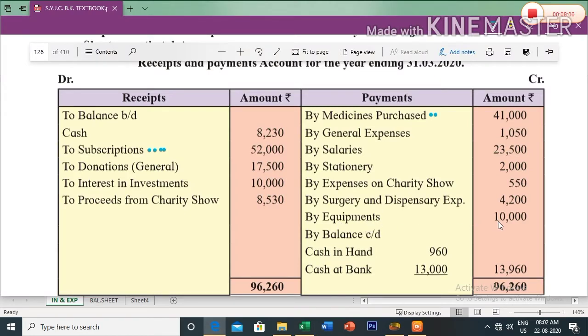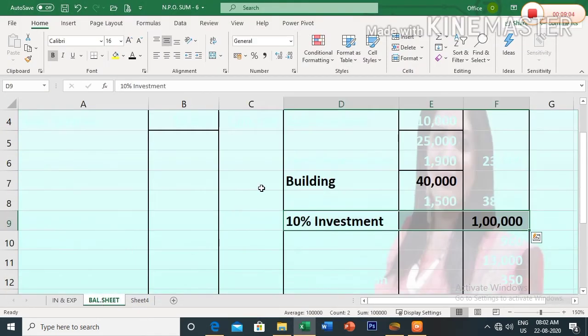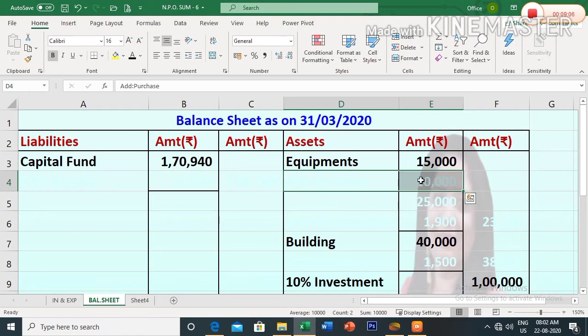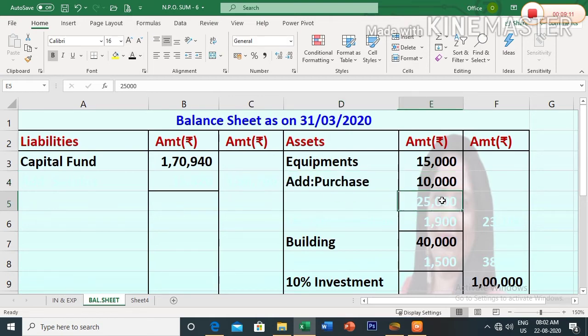Equipments 10,000. This is the purchase of equipment. So in balance sheet asset side we have to add in equipment purchase, add purchase 10,000, and total amount of equipment is 25,000.